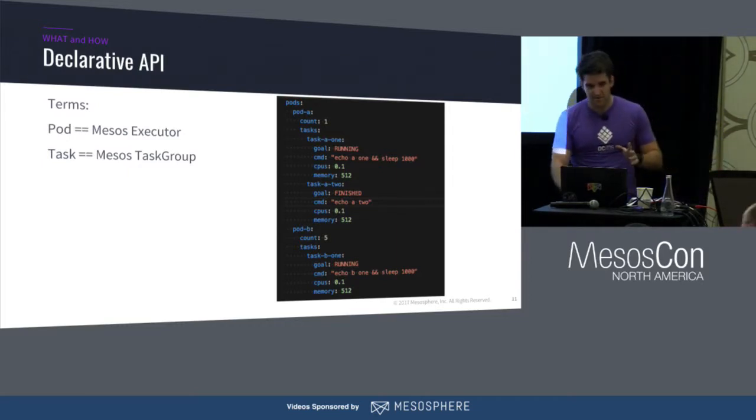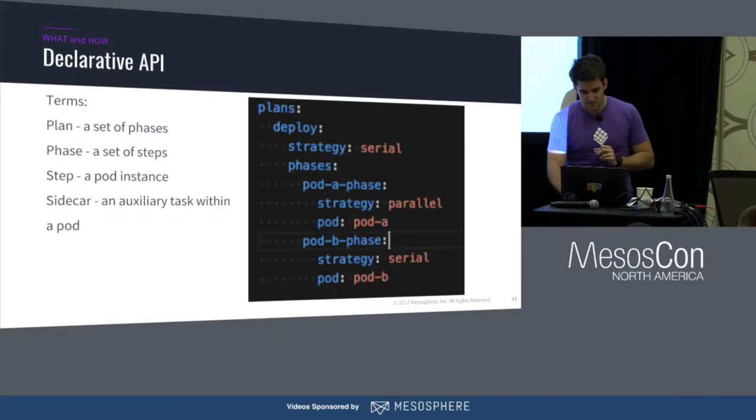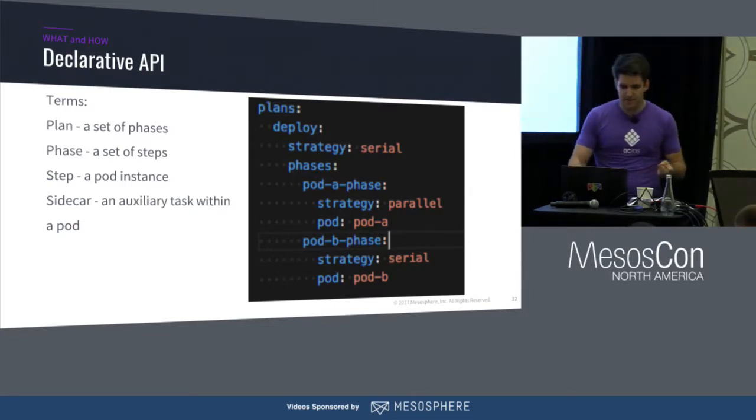Okay, so that's the declarative API in terms of pods, right? So again, this is what we want to run. Now, plans are pretty powerful, and they allow us to define both deployment.